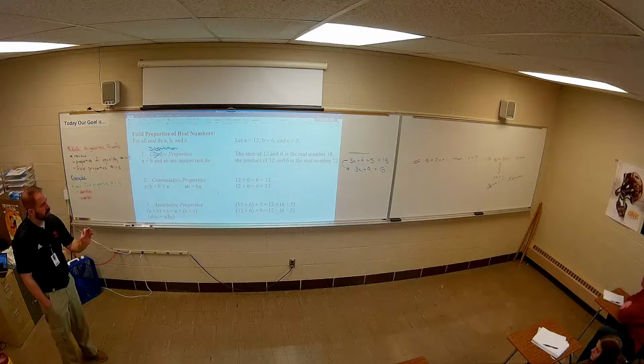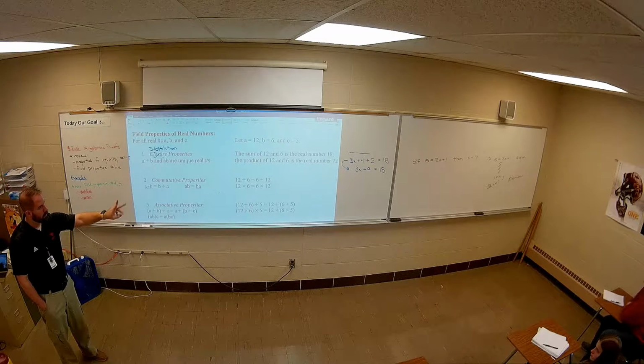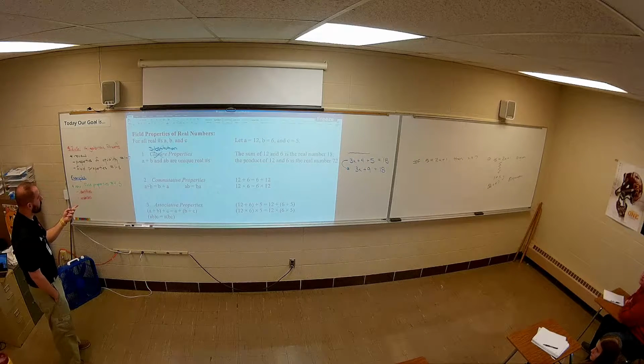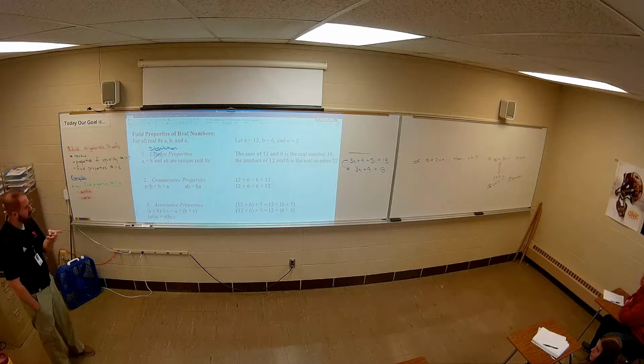Any questions right now with how substitution looks for you guys right now? Okay. So that's field property number 1. It's closure, but we call it substitution. 2, commutative. It's when you move things around.